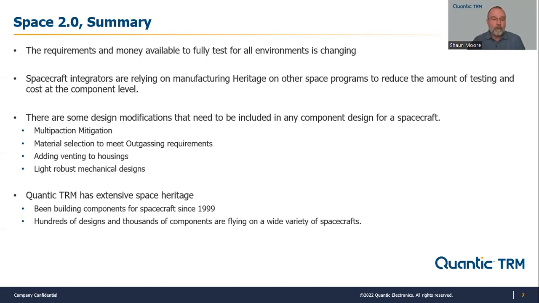And again, they're multipacting mitigation, material selection to make sure that we meet the outgassing requirements, venting of components to make sure that we don't have a slow leak on orbit, and also making sure that we end up with a lightweight, robust mechanical design, so we can have something that'll work very well once it makes it to orbit, and then operates optimally once it gets in orbit.